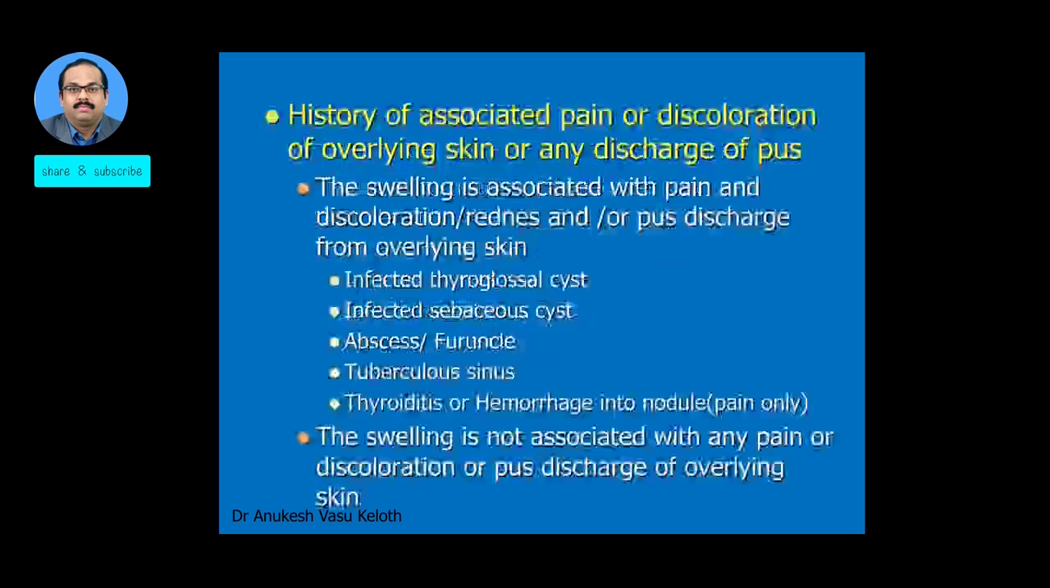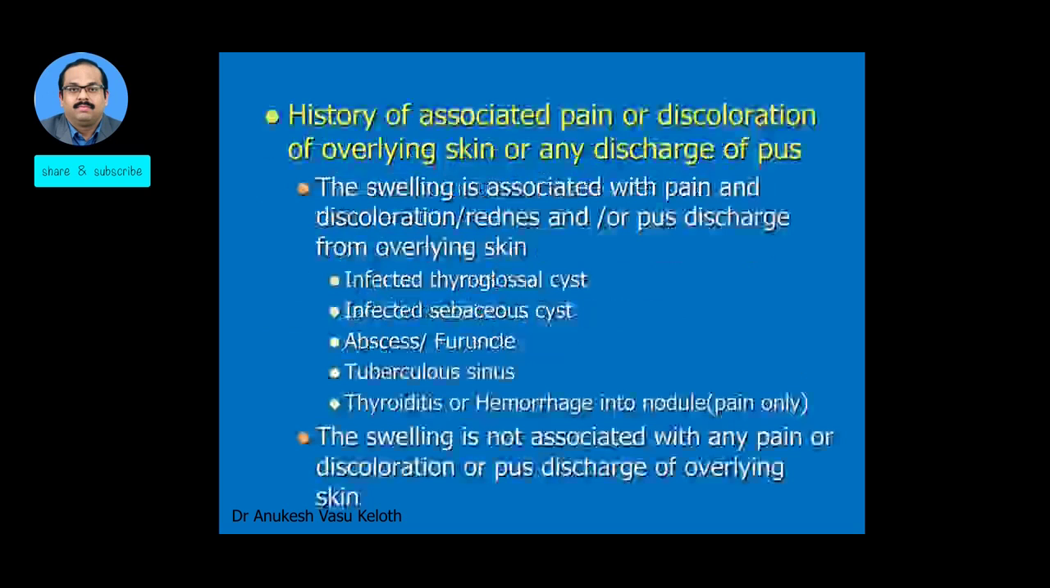It could be an infected thyroglossal cyst, an infected sebaceous cyst. It could be an abscess, a furuncle or a boil. It could be a tuberculous sinus. It could be thyroiditis or it could be a hemorrhage into a nodule. Now, in hemorrhage into the nodule, there won't be any discoloration of the skin or any pus discharge. Usually, there will be only pain and a slight increase in size. So, this is one way.